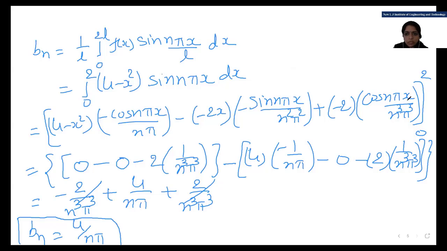Bhushan, what is your query? Which minus sign will not come? Okay, okay. Got your query? Okay, Bhushan. So this is the value of Bn, right?